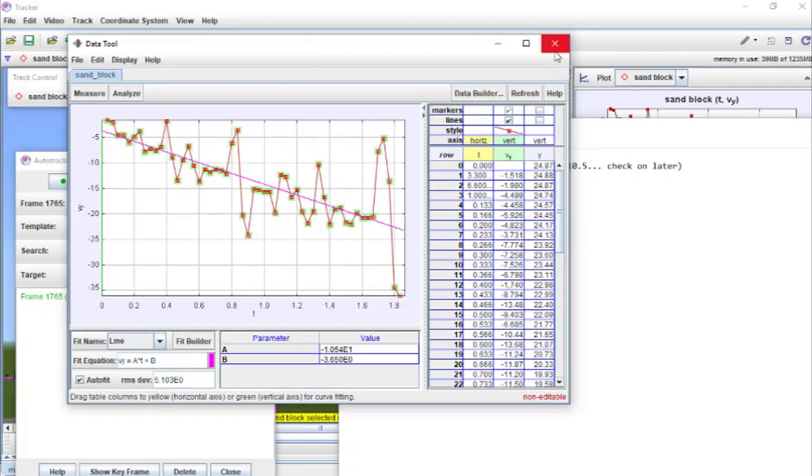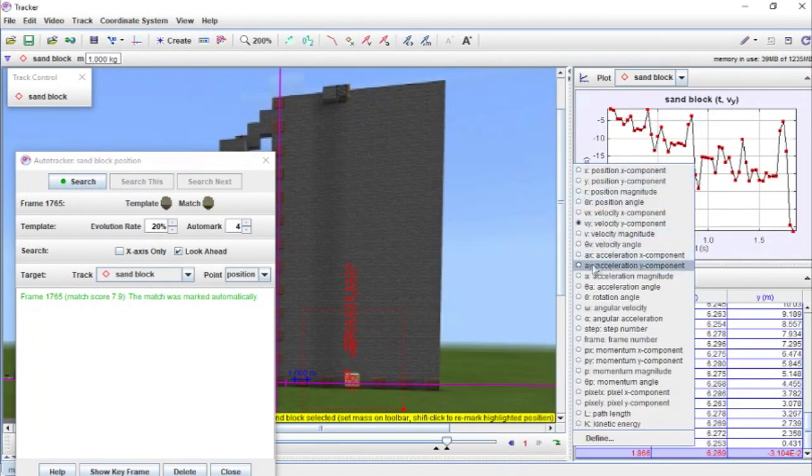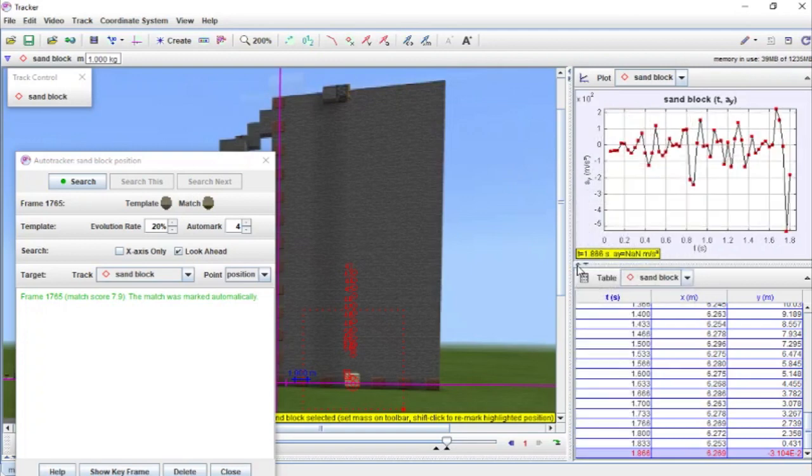Okay, and then we have one more type of graph we can look at. There's the acceleration graph. We're going to click on AY, acceleration Y component. And you might notice that as we go up in these quantities, we go from position to velocity to acceleration, the graphs are getting worse.